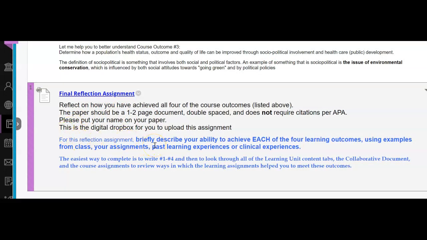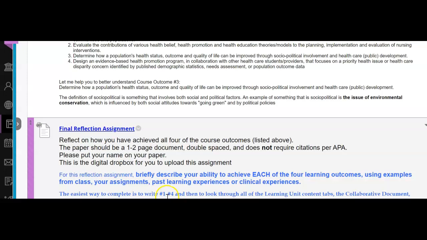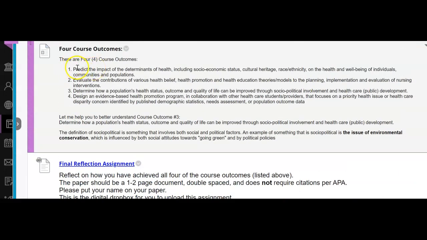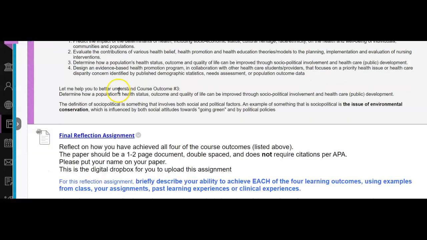So here is your assignment. Briefly, because remember it's 1 to 2 pages, describe your ability to achieve each of the 4 learning outcomes. You're going to use examples from your class, your assignments, past learning experiences, or clinical experiences. The easiest way to do this is to write 1 to 4 on your paper. You don't have to write it out, you could just say number 1 learning outcome. I know what that is. But you're going to answer, how have you been able to predict the impact of the determinants of health, including socioeconomic status, culture, race, ethnicity, on the health and well-being of individuals, communities, and populations?